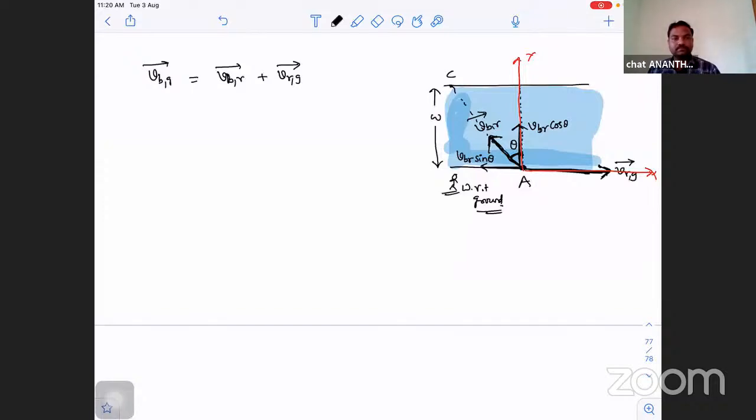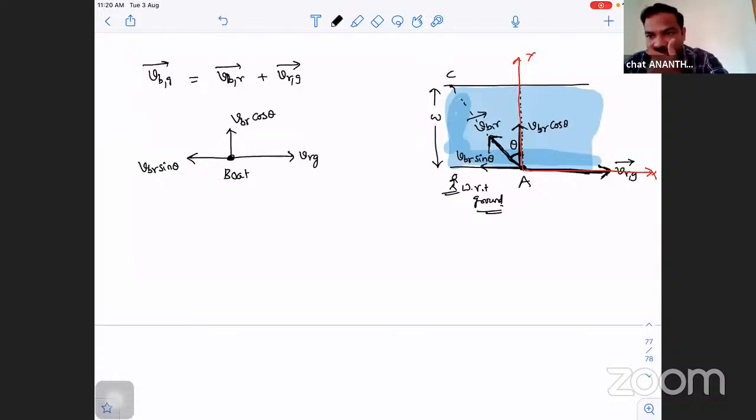Okay. Now 3 velocities are there. Now my question is, what is the importance of these three velocities? This is the boat, let us say. Towards the right, what is the velocity? VRG. Towards the left, what is the velocity? VBR sin theta. And across the river, perpendicular to the river, what is the velocity? VBR cos theta. Now, what is the importance of all these three velocities?